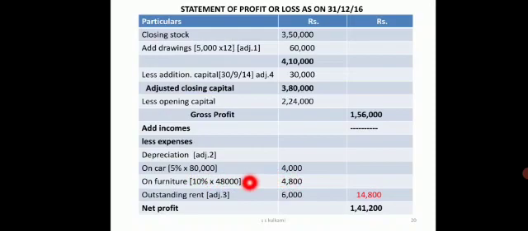Next you have adjustment number 3, which is giving us 6,000 as outstanding rent. So the total of my expenses amounts to 14,800 and we will get 1,41,200 as our net profit. So gross profit minus the other expenses gives us the net profit. Students, by mistake we have given here closing stock, which has to be closing capital.